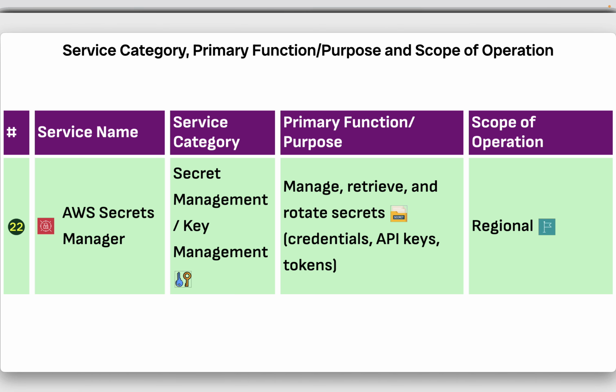Next, service AWS Secrets Manager. Service category is secret management and key management. Primary function and purpose is to manage, retrieve, and rotate secrets, and these secrets can be credentials, API keys, or tokens. Scope of operation is regional.